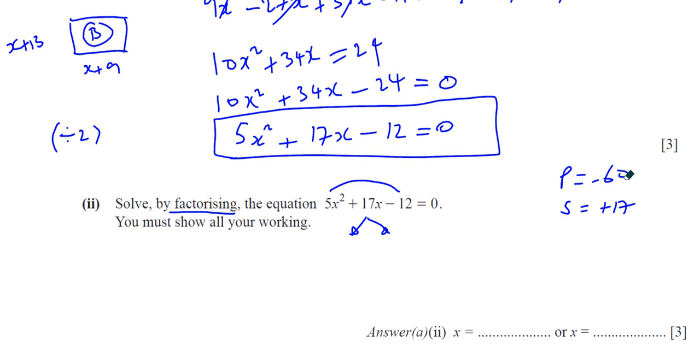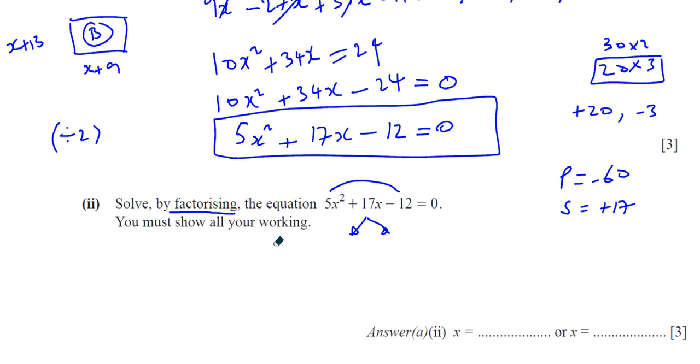So you just think of all the ways of getting negative 60. You're going to have, for example, 60 times 1, no. 30 times 2, no. 20 times 3 does give you 17 when you combine them, and they have different signs because the product is negative. One is positive, one is negative. So 20 times 3 gives you 60 as a product, and the difference between these 2 numbers is positive 17. It must be positive 20 and negative 3. 20 minus 3 gives you plus 17, and 20 times minus 3 gives you minus 60.